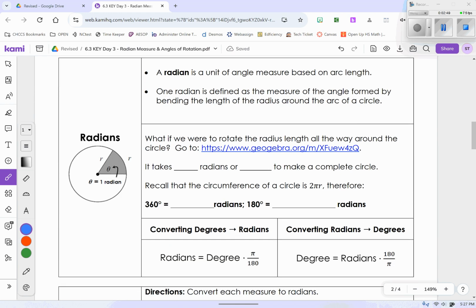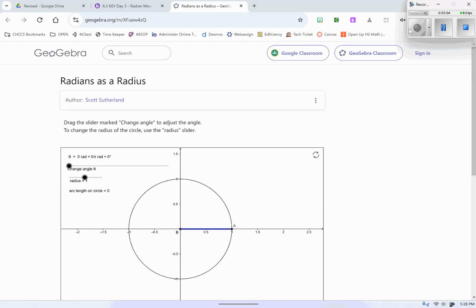A radian is a unit of angle measure based on arc length. 1 radian is defined as the measure of the angle formed by bending the length of the radius around the arc of a circle. So let's go ahead and see this. Right now we have a radius of 1, and if I take this radius and bend it around the circle, that gives me 1 radius around my circle. Now if I do it again, that would be 2 radii. We say radii for plural of radius. So now I have 2 radii. And that's 3 radii around my circle.